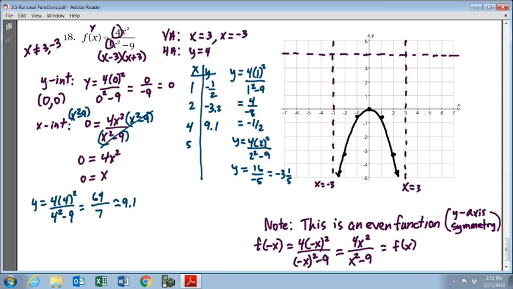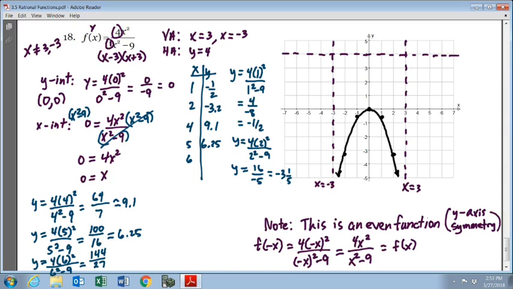So I'm actually going to find 2 more points because that's a little bit off the grid here. Let's go ahead and plug in 5. And so when you do that, you get 100 over 16. Again, use your calculator. It's about 6.25, which is 6 1/4. And let's do one more. Let's plug in 6. And when you do that, you should get 144 over 27, which is about 5.3.